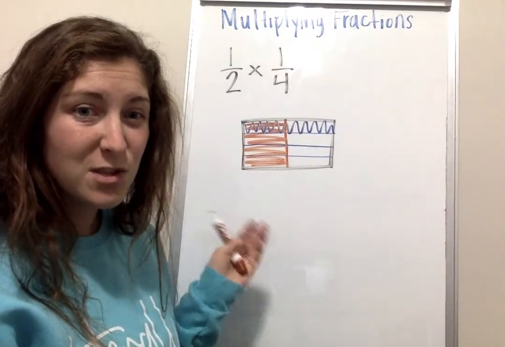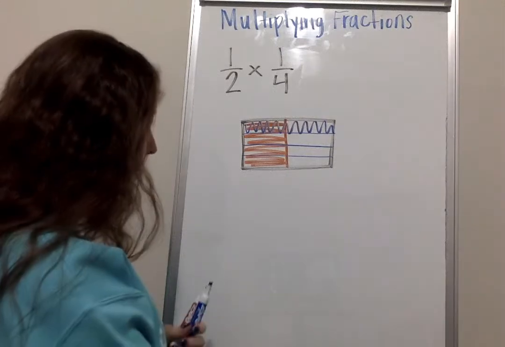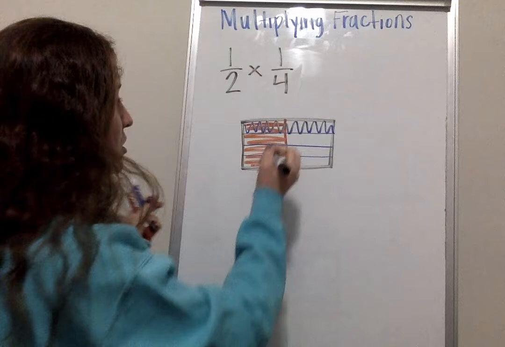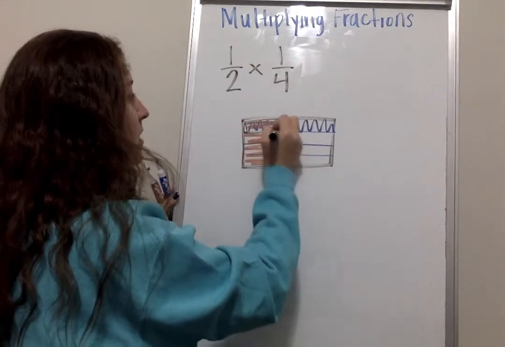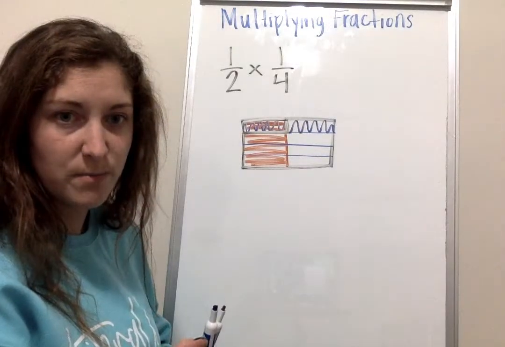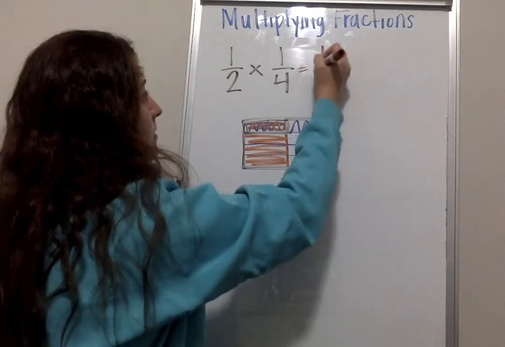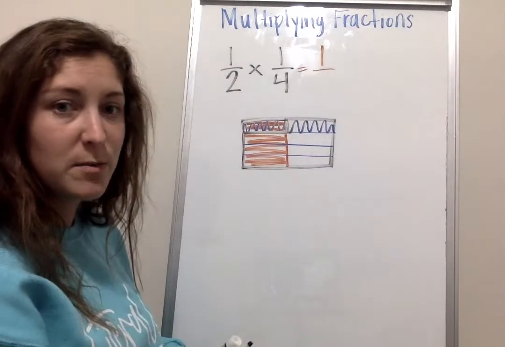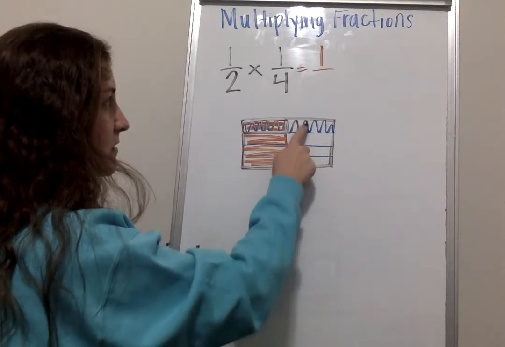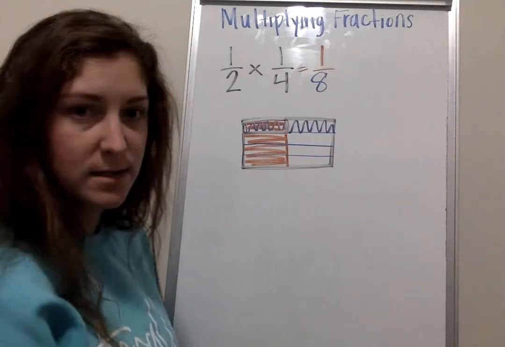Now, my answer is shown right here on this model. My answer is going to be in the overlapping section of shading. So that one piece right there is going to represent my answer. 1 is going to be my numerator. The denominator is going to be the number of pieces it is out of. 1, 2, 3, 4, 5, 6, 7, 8. So my denominator is going to be 8.